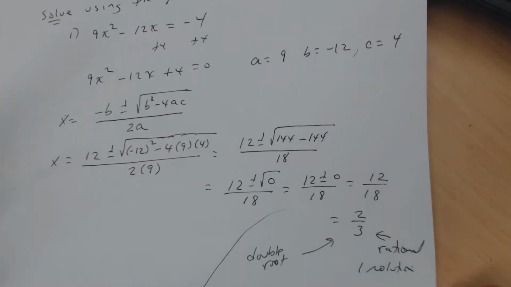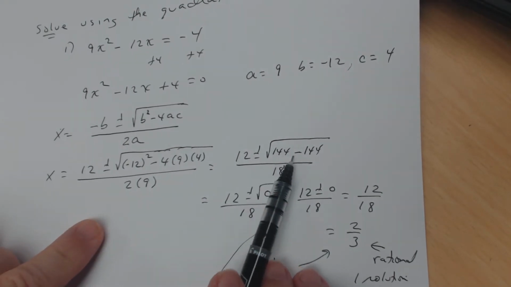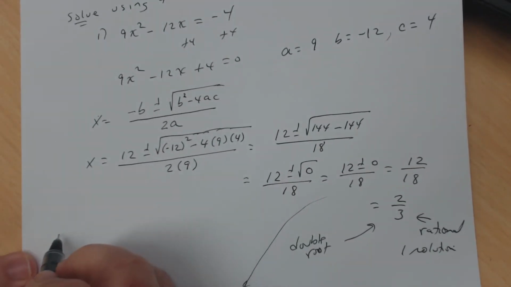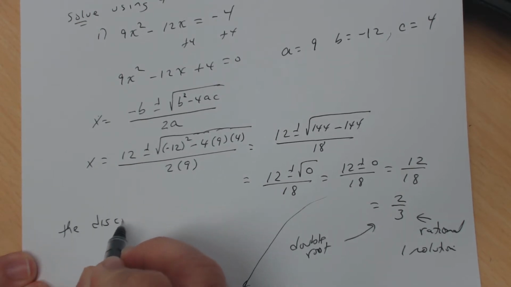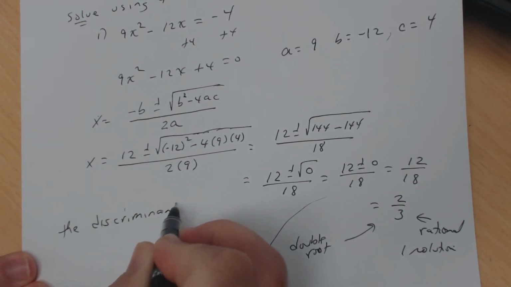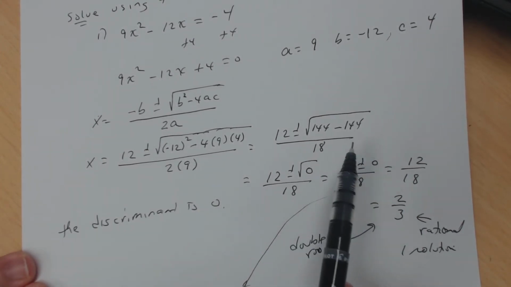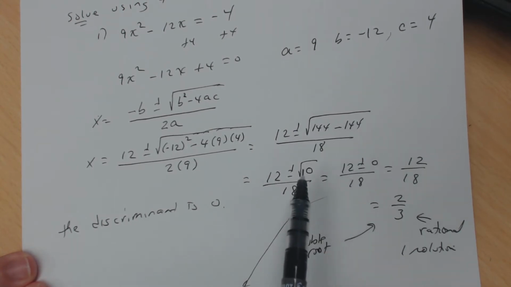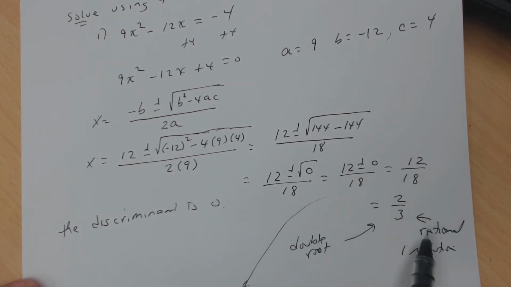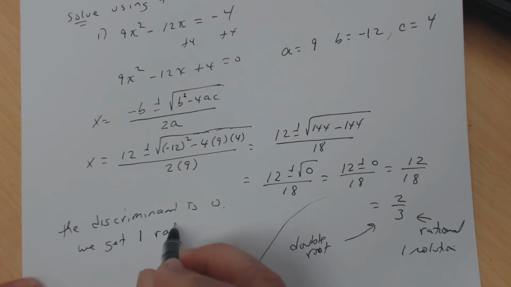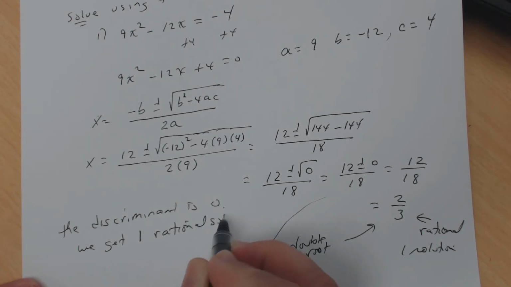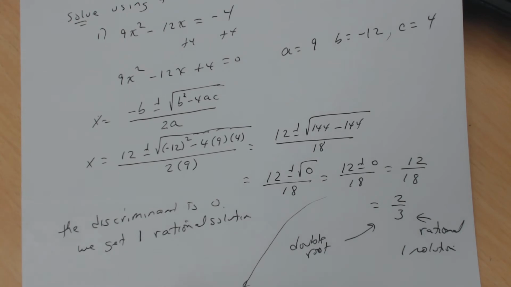Now I want you to notice something. The discriminant here is 0. Notice what happened if the discriminant is 0. We ended up with a rational solution, and there was only one solution. So the discriminant is 0, we get one rational solution.